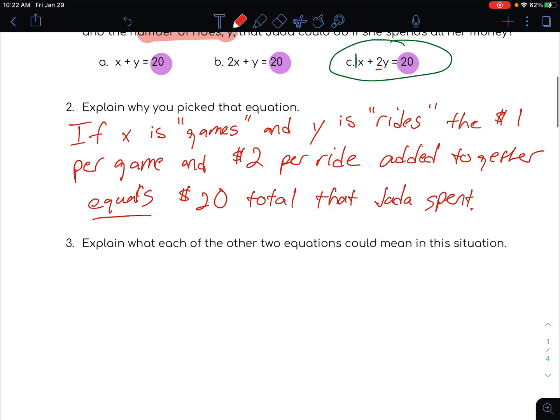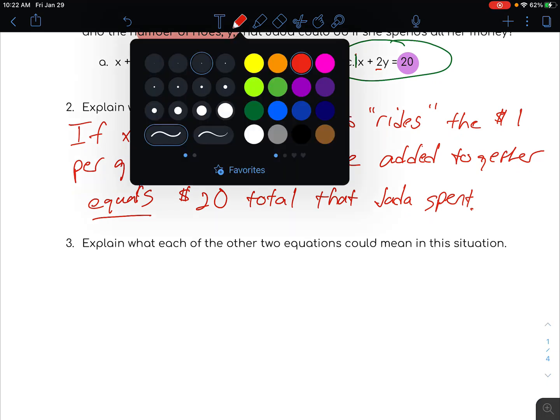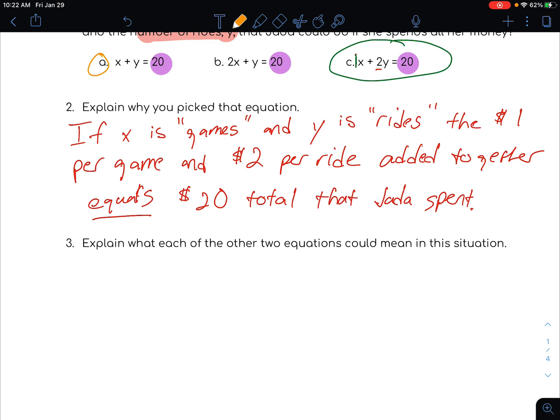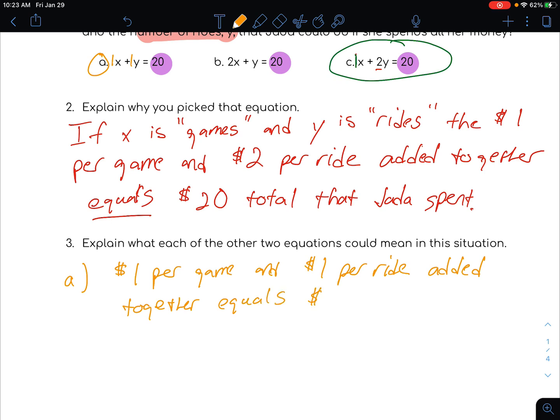So let's think about what A would have represented up here. In A, we really have a 1 and a 1 in front of the x and the y. So if we think about that meaning, we have $1 per game and $1 per ride added together equals $20 spent by Jada. So we still have that 20 in there.